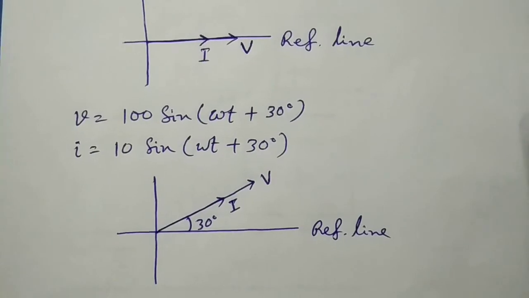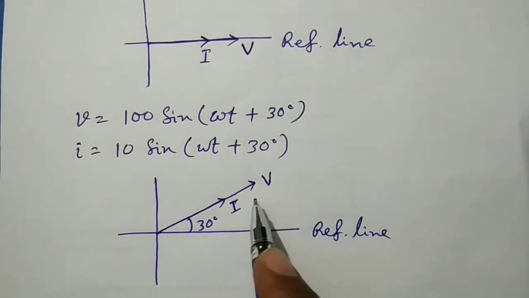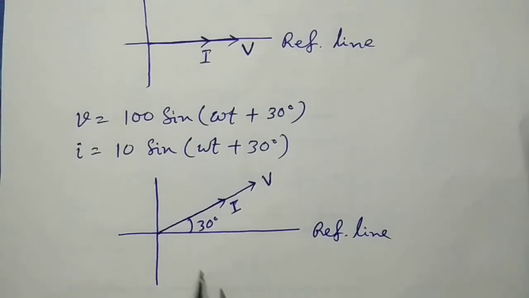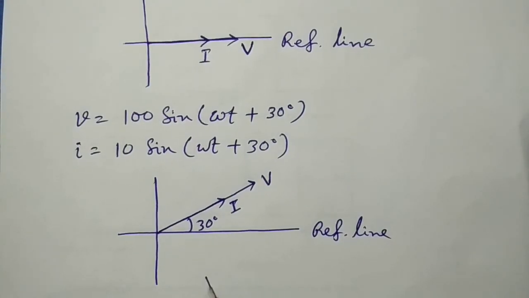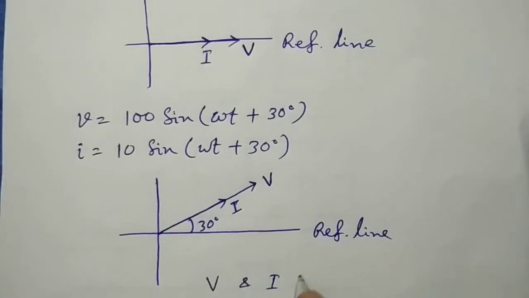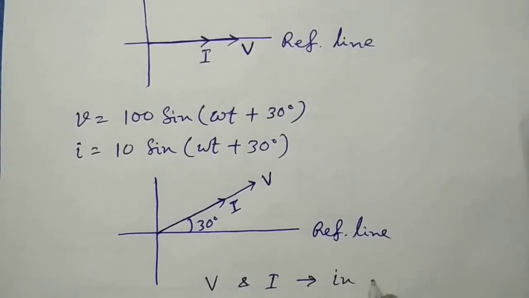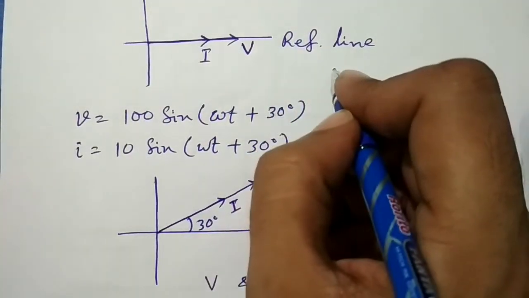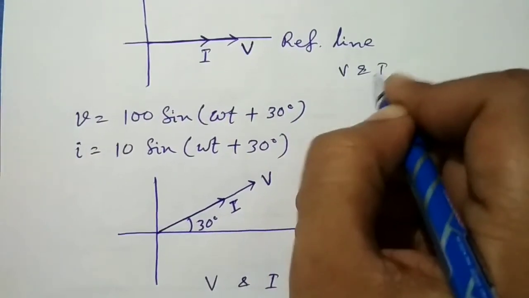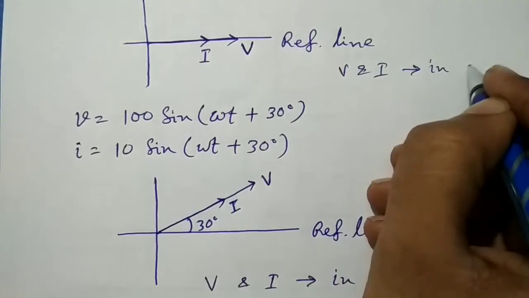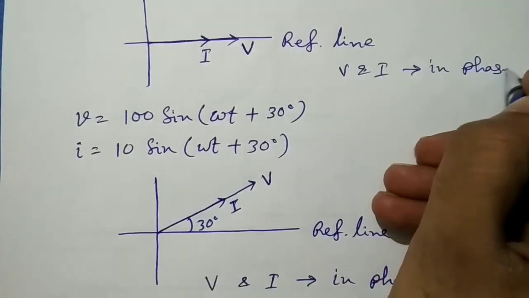So again, in this case, we will say that the voltage and current are in phase. So V and I are in phase, and this is also applicable here. V and I are in phase.